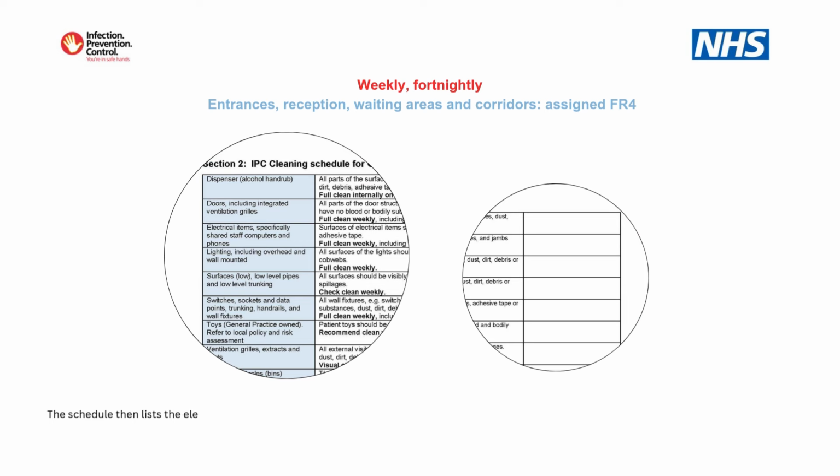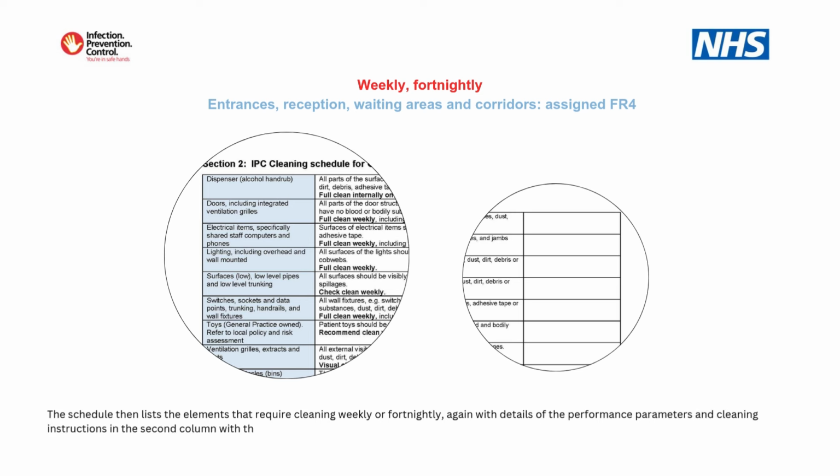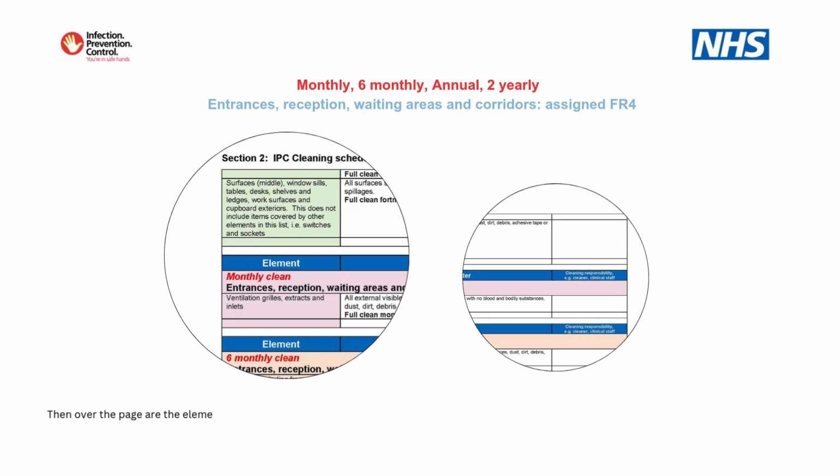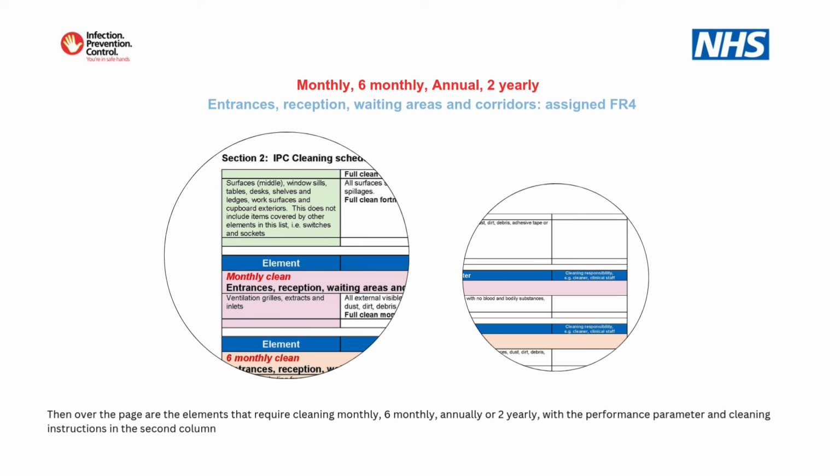The schedule then lists the elements that require cleaning weekly or fortnightly, again with details of the performance parameters and cleaning instructions in the second column, with the last column left blank for you to fill in. Then over the page are the elements that require cleaning monthly, 6 monthly, annually or 2 yearly, with the performance parameter and cleaning instructions in the second column and the last column for you to complete.